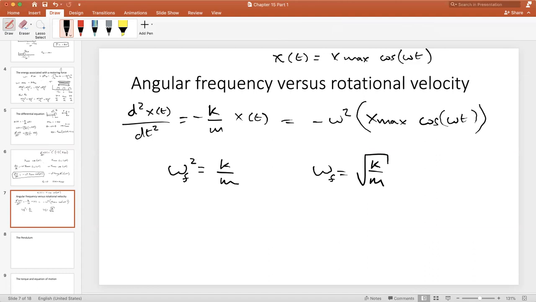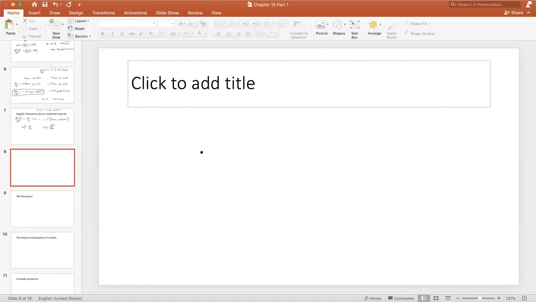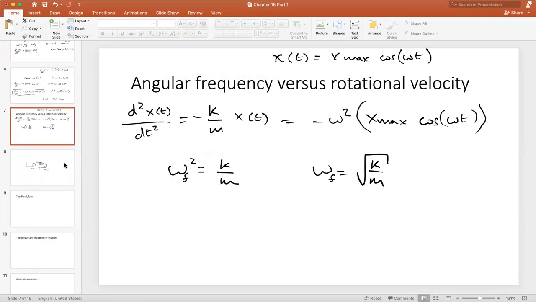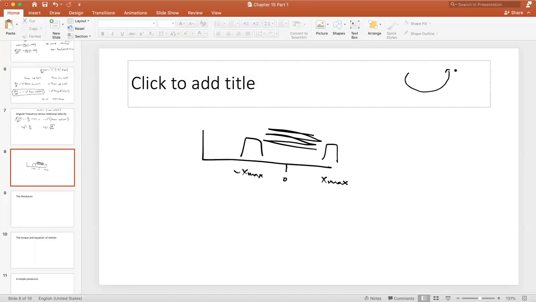You may notice that when we talk about this block sliding back and forth, right, from negative x max to x max, as it goes back and forth, there's no angle involved here, right? So where does this omega that we've always seen as the angular velocity come in? Well, there is no angular velocity on this system. There is something called a frequency, though. And where that comes from is, we need to imagine a couple things.